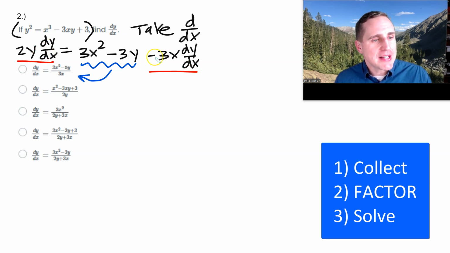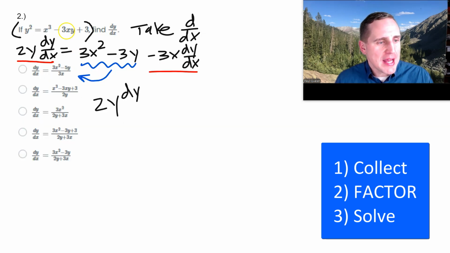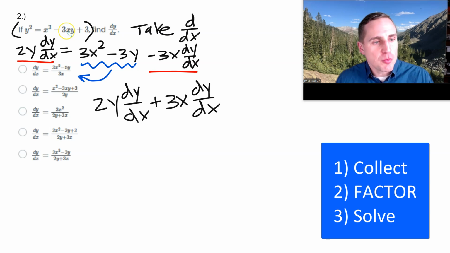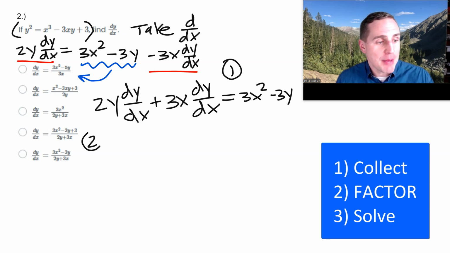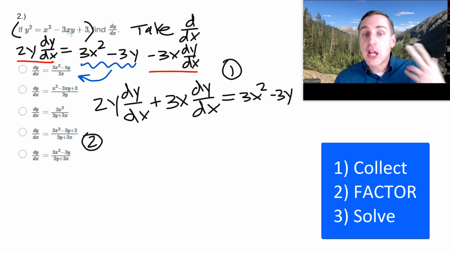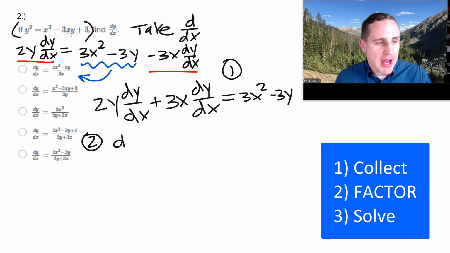So moving the dy/dx terms over, I think let's do plus this to this side. That's 2y dy/dx plus 3x dy/dx. Just moving this dy/dx term over with a plus is going to give us just this right-hand side, 3x squared minus 3y. Okay, so that was step 1 completed. We collected the dy/dx terms. Now let's do step 2, the most important step. In other words, factoring. Let's factor out the dy/dx.